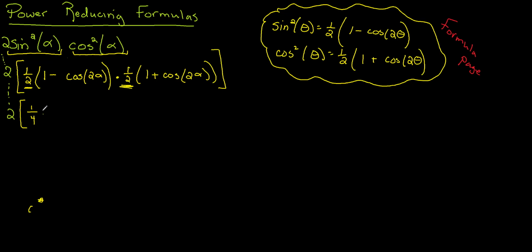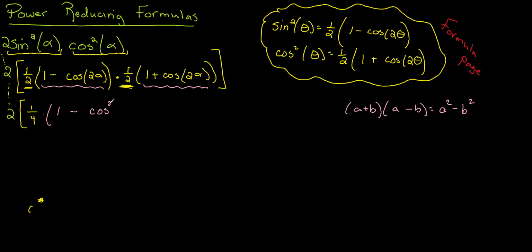Now, let's work on the multiplication of these 2 binomials. We've got some expressions in the parentheses. This is like our standard old a plus b times a minus b, which gives us a squared minus b squared. That's the same type of thing we have here. It's going to turn out to be the difference of 2 perfect squares. So I've got a 1 minus cosine squared 2 alpha.